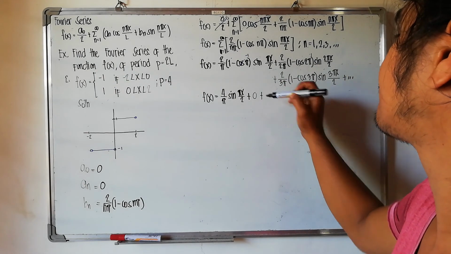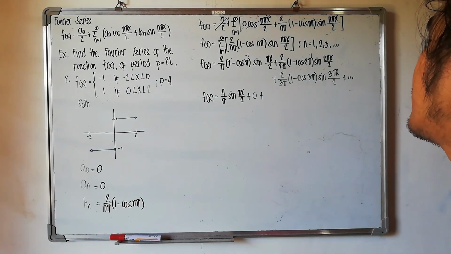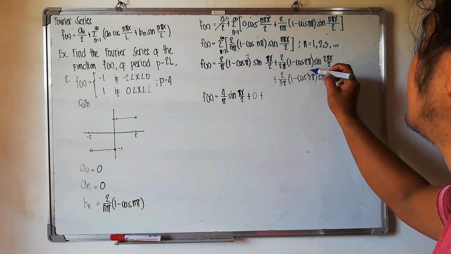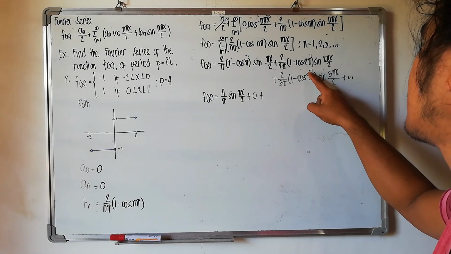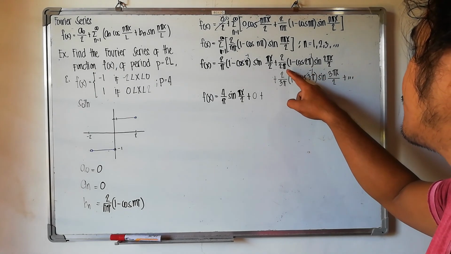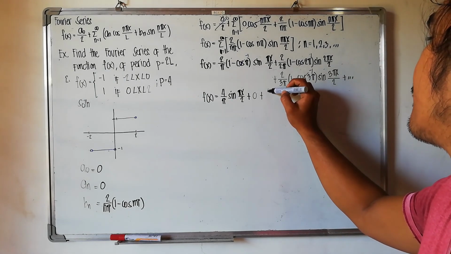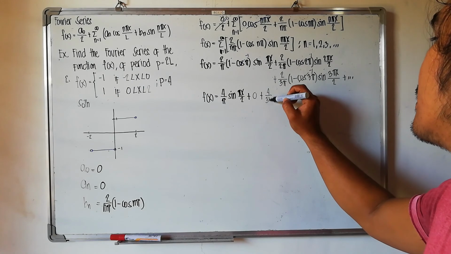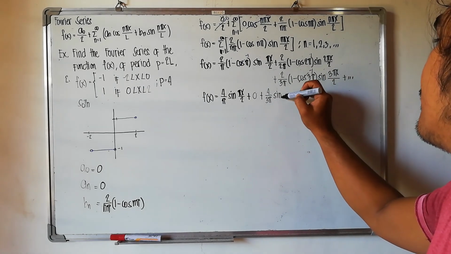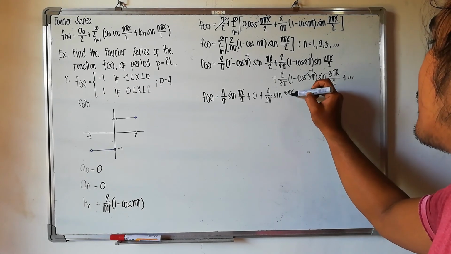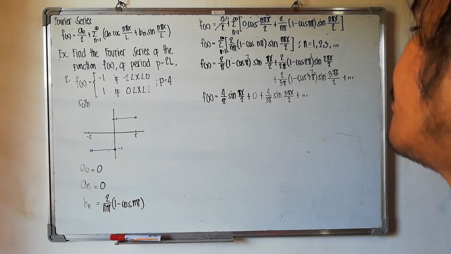Plus, for your n is equal to 3, so you have your cosine 3 pi is equal to negative 1. 1 minus negative 1, that is equal to 2. 2 times 2 over 3 pi, so that will be 4 over 3 pi. 4 over 3 pi times sine 3 pi x over 2, plus, so on and so forth.